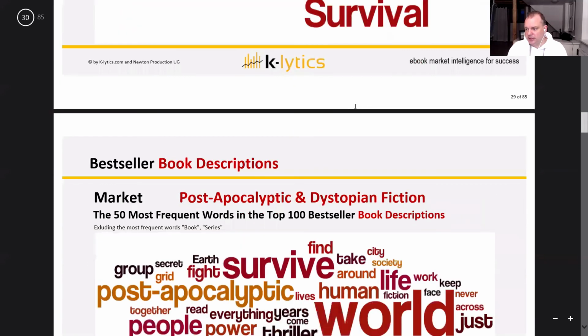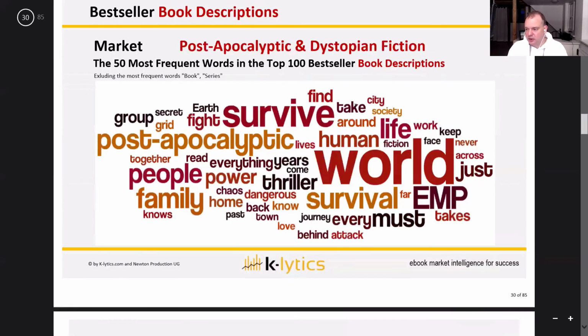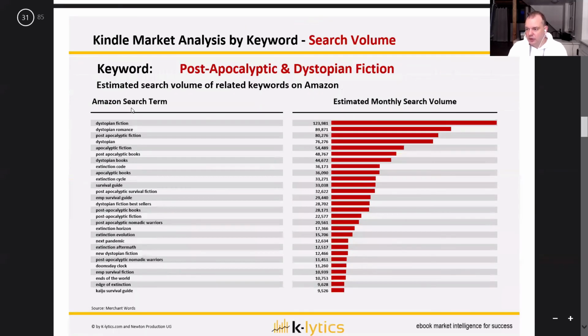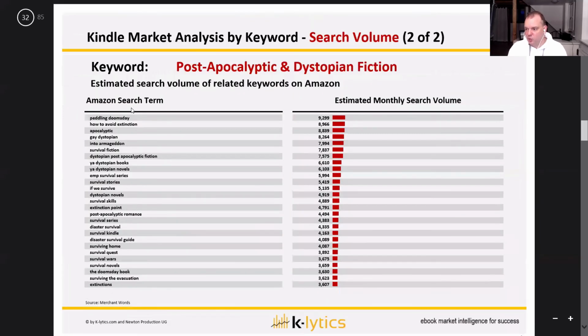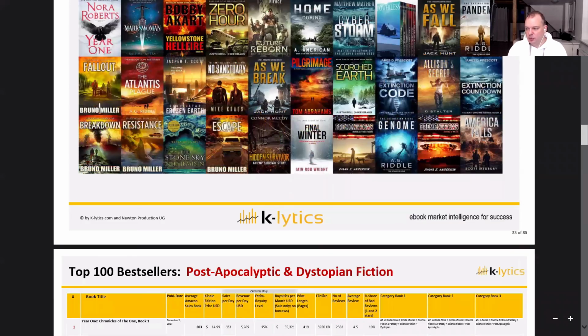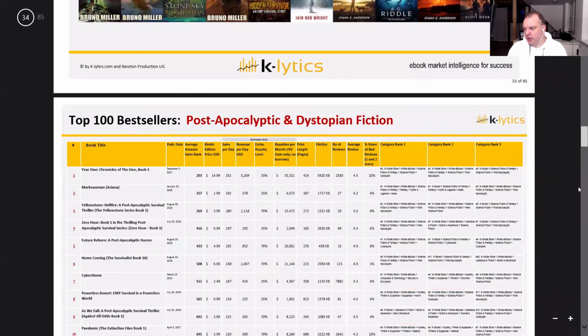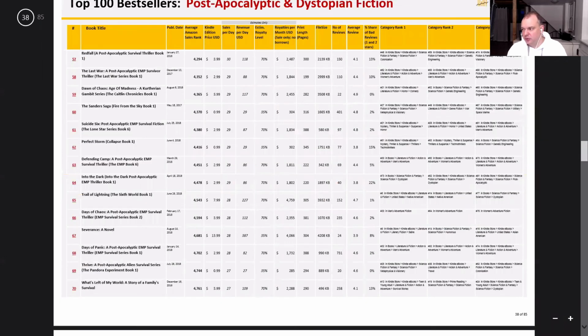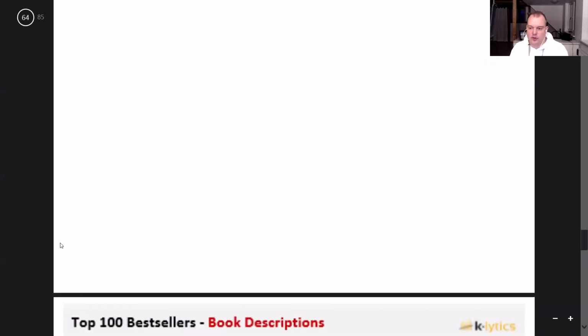And last but not least, we look at word clouds, also some keyword stuff. And then, well, if you are into post-apocalyptic fiction, what are the covers and what do they look like and what are the top-selling ones? That is what you typically find in one of our reports. And then we start also including book descriptions of top books to give you a feel of what's in there.